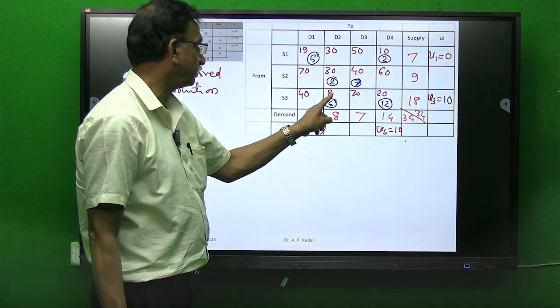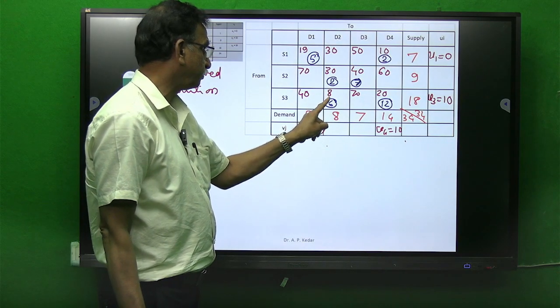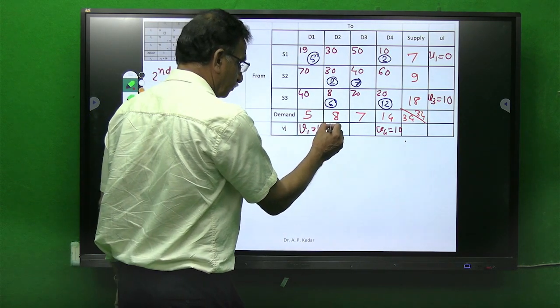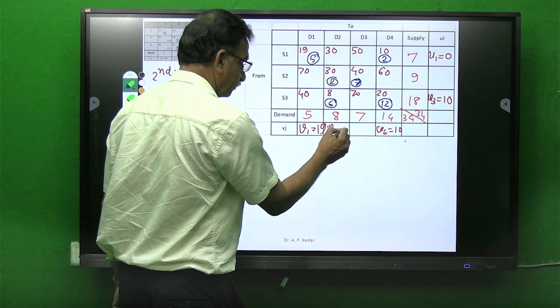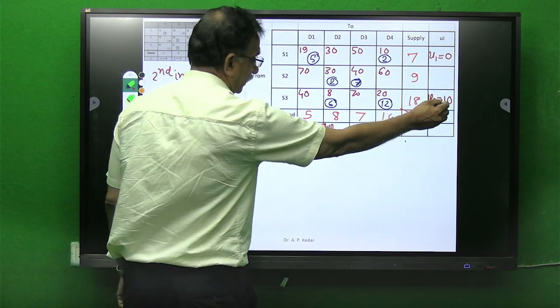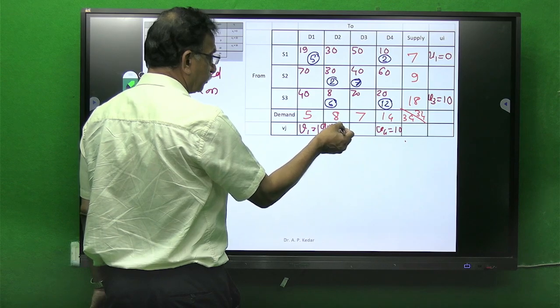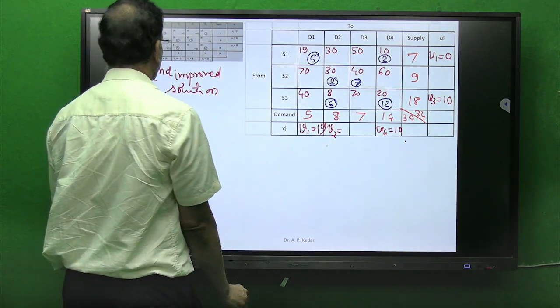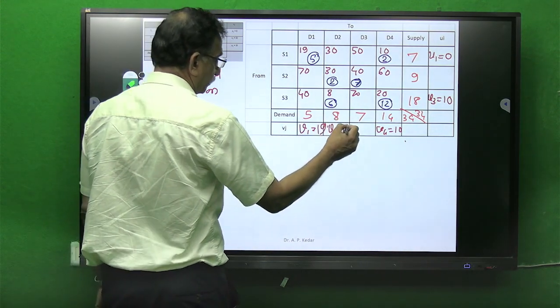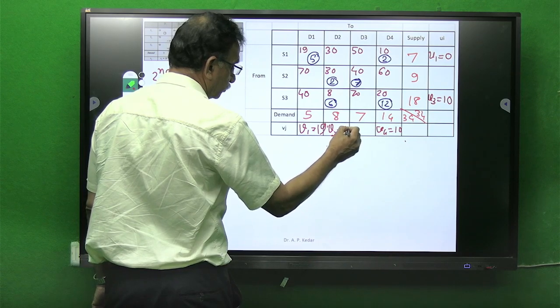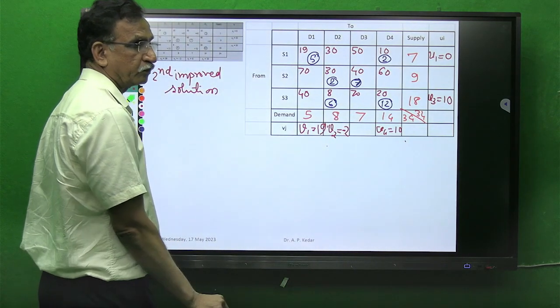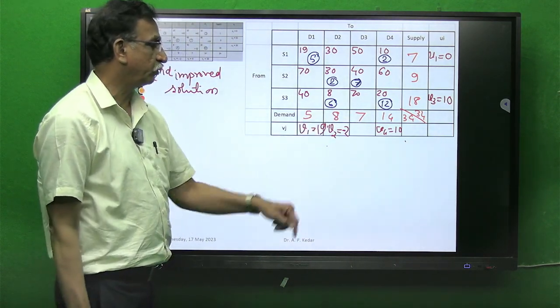So u3, this is an allocated cell. So which is the value of v2? 10 plus which value will give you 8? So 10 plus minus 2 will give you the value 8. This is how you have to calculate.